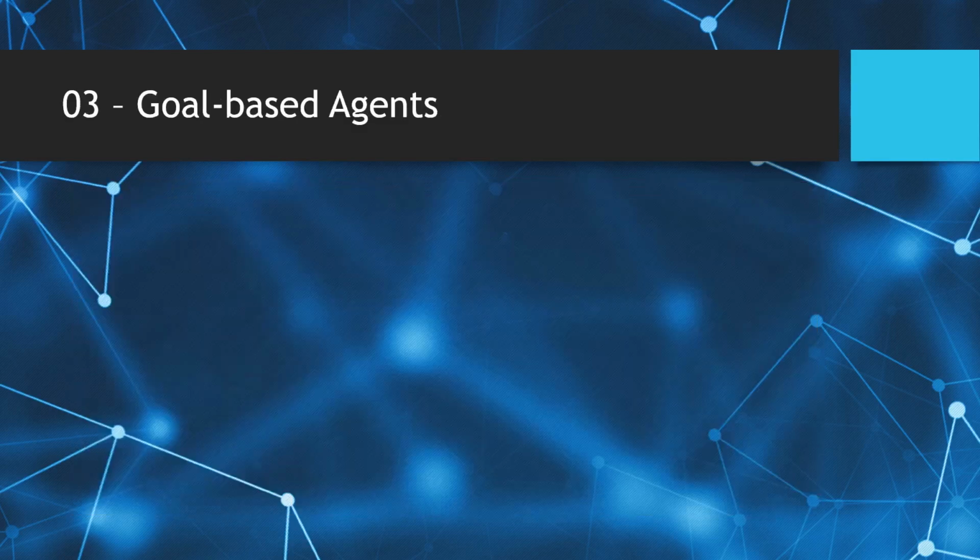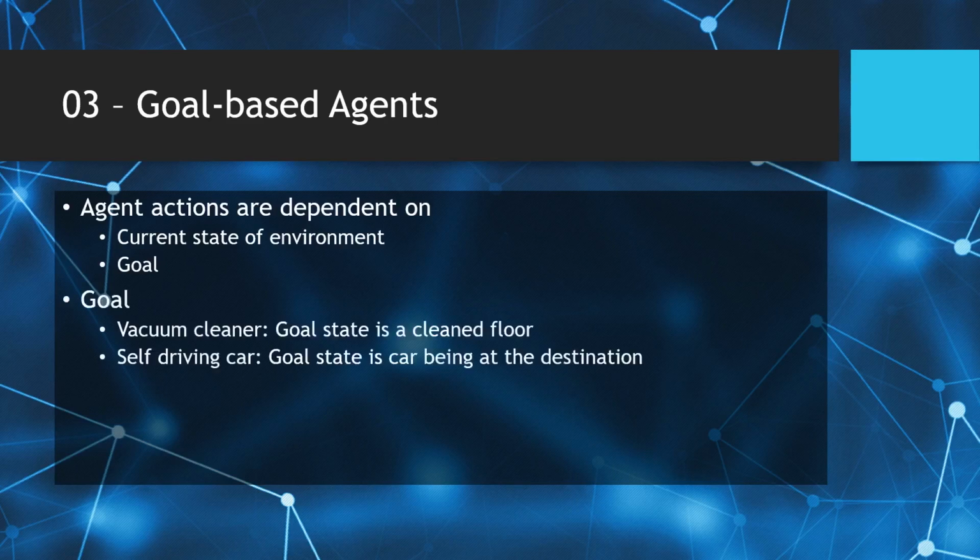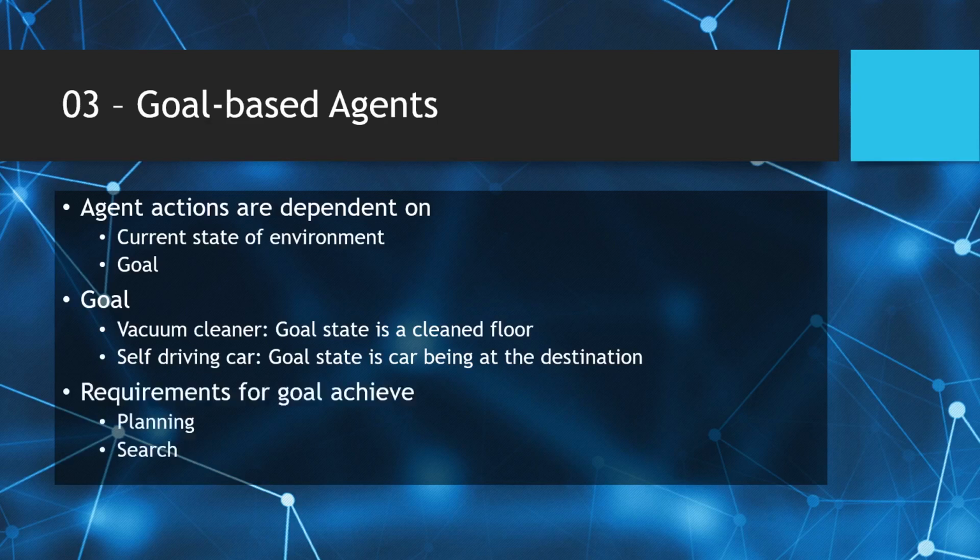Then we have goal-based agents, where the actions of an agent depend on only the current state of the environment and the goal, where a goal can be anything. Like in the case of a vacuum cleaner, the goal is a clean floor, and in the example of a self-driving car, the goal state is the car being at its destination. And to achieve that goal, the agent has to plan and search.